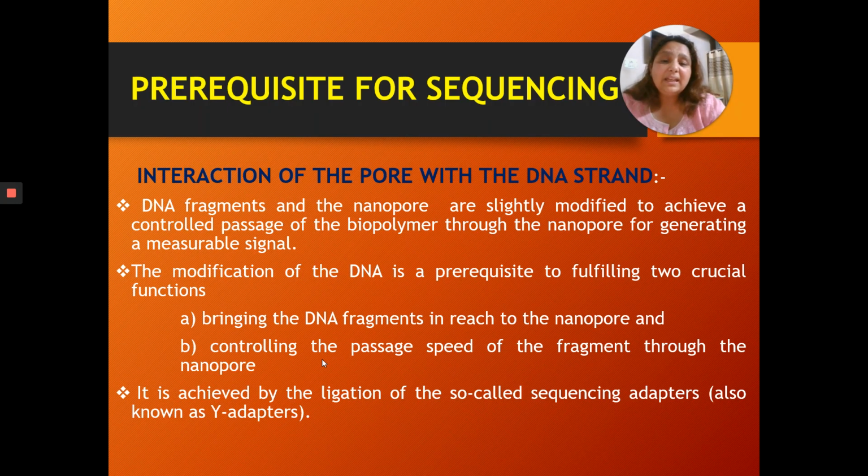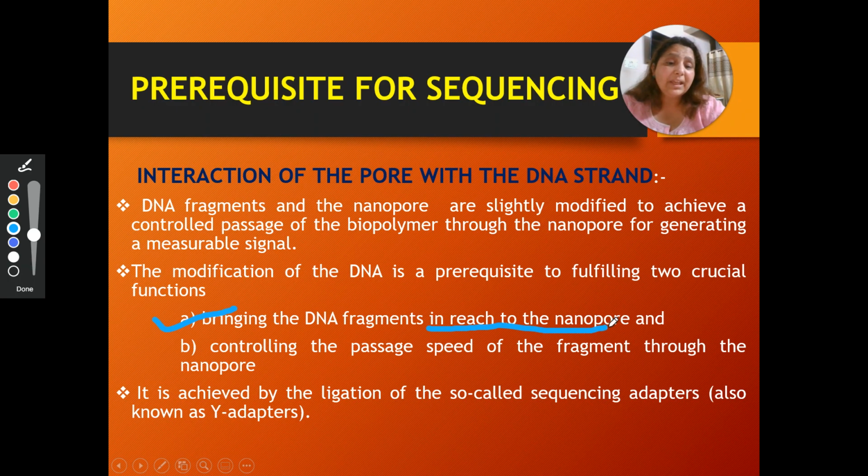ठीक है। अब इसके अलावा मॉडिफिकेशन not only helps in producing a detectable signal, it also does two main other activities. And what are those two other activities? The other activities that it does is that it also brings the DNA fragment in reach of the nanopore, and it also helps in controlling the passage of the fragment through the nanopore. इस पॉइंट को मैं थोड़ी देर में फिर से आपको एक्सप्लेन करूंगी कि why does that happen और ऐसा क्यों होता है. So I'll come back to these 2 points later कि इनकी डिटेल क्या है.